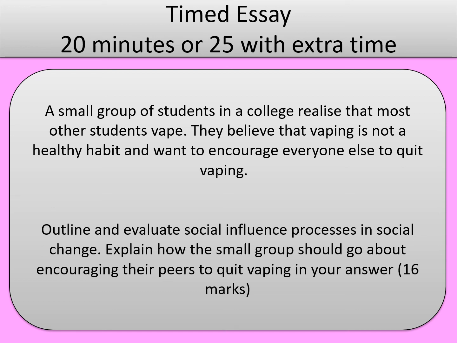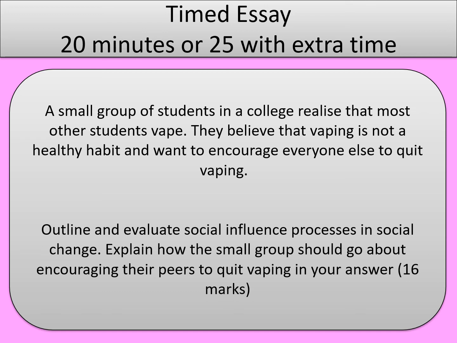So if you're A level and it's a 16 marker, then you'll do description. You need to outline social influence processes and social change, and that includes minority and majority influence, for 6 marks. Then you apply it to the small group of students for 4 marks, and this is obviously a minority group. Then you do 6 marks worth of evaluation, so roughly 3 evaluation points.